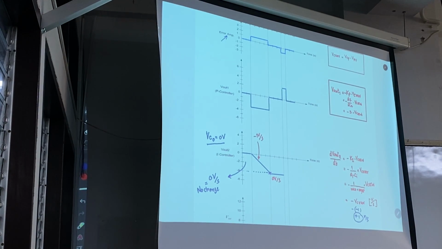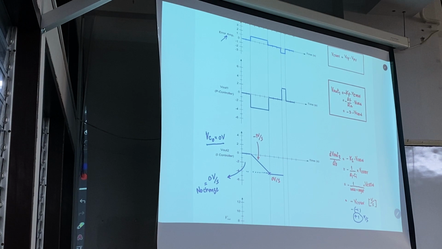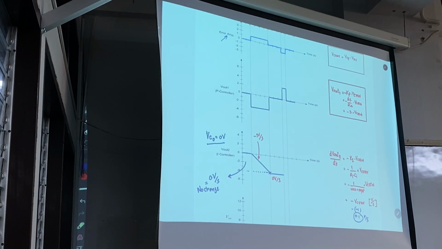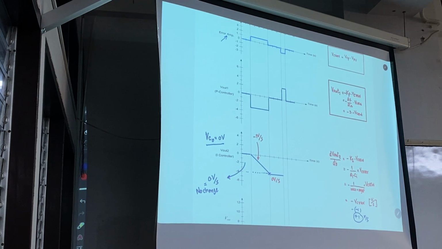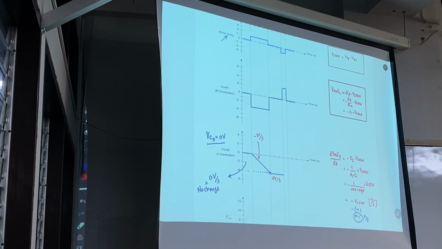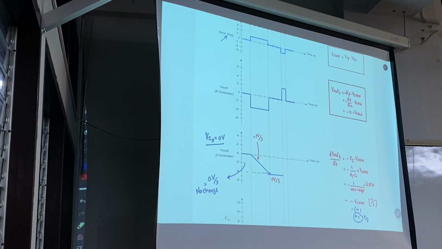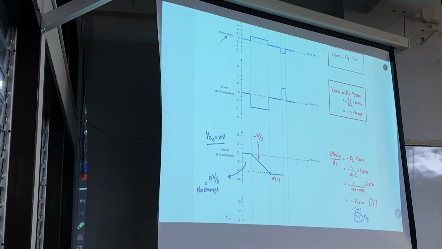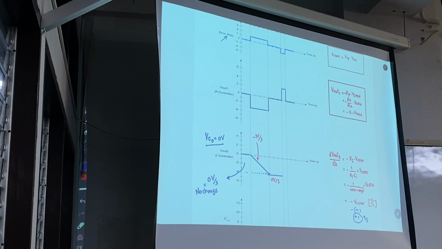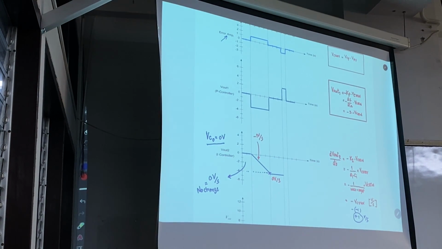What is the meaning of +1 volt per second? It means that the next second will increase by 1 volt. So now the voltage stays at -4. Then in the next second you will have -3. -3 is around here.